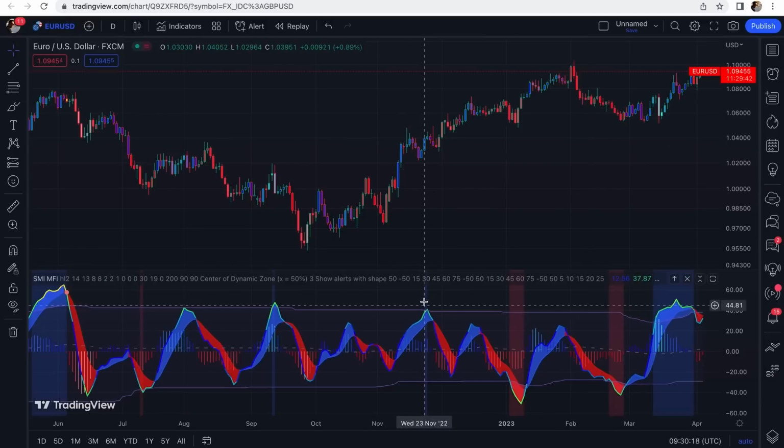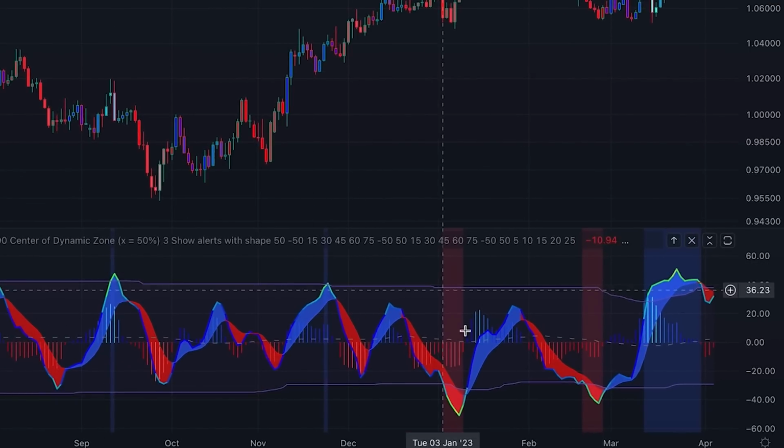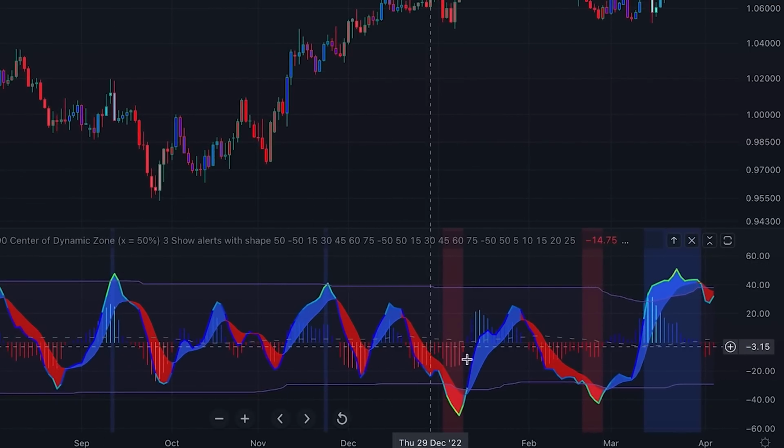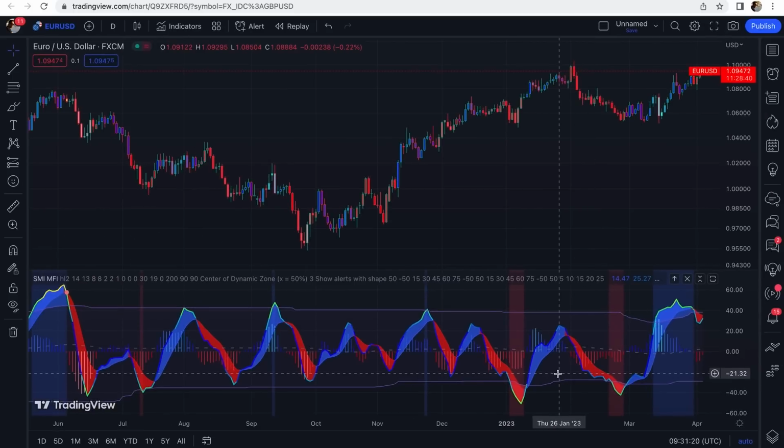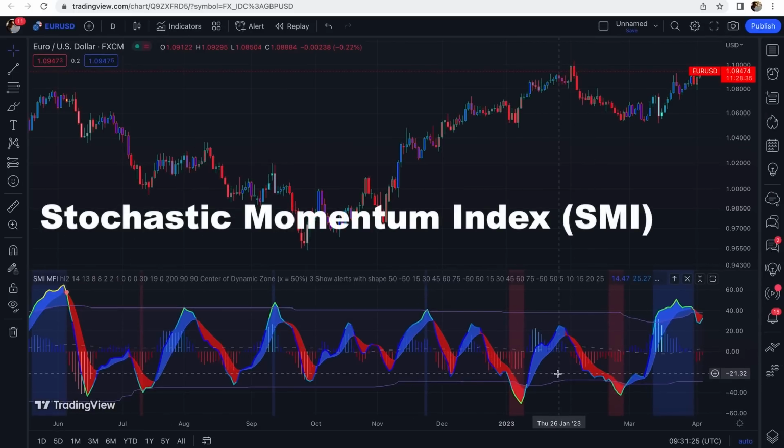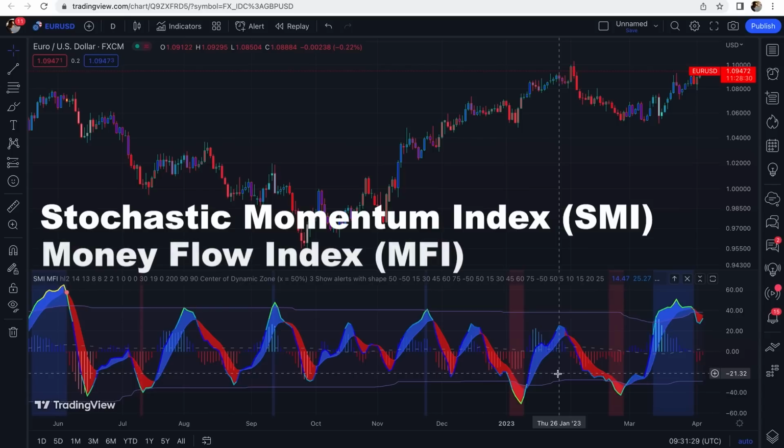Alright, this is the indicator, and as you can see, it's in the form of an oscillator, and these lines and histogram are moving above and below the center line, which is 0. This indicator is a combination of two powerful indicators. One is Stochastic Momentum Index, which is a powerful indicator for measuring momentum, and the other is Money Flow Index, which is a powerful indicator for measuring buying and selling pressure, so we know which way the money is flowing in the market. And now by combining these two indicators, we have an extremely powerful indicator that helps us with the price direction and market strength.